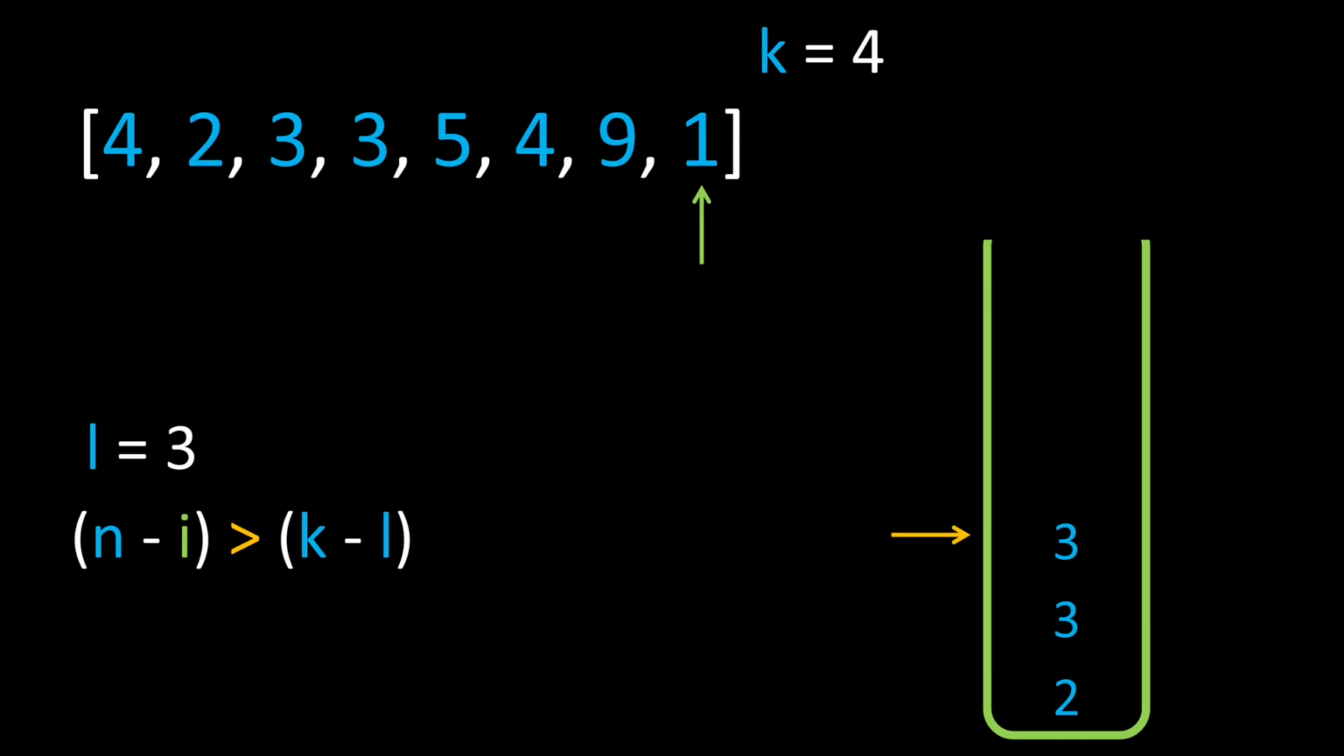In this case, the condition does not hold, so we cannot pop anymore. Hence, we just push the 1 into the stack, and finally the stack contains the elements 2, 3, 3 and 1, which is indeed the subsequence we were looking for.